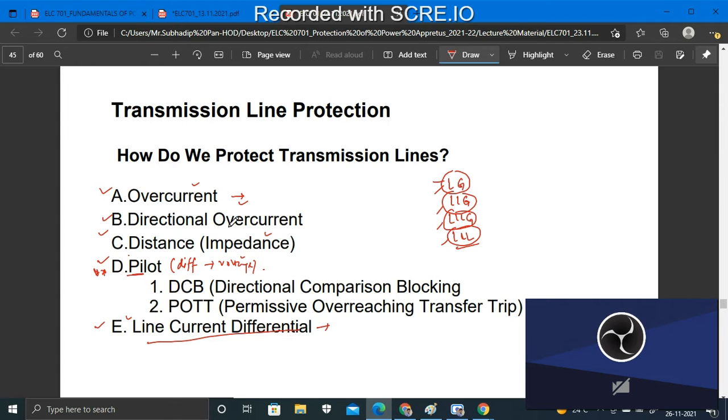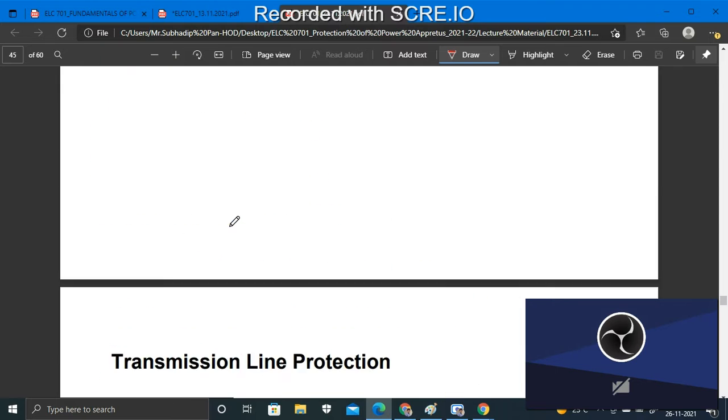And option E is the differential protection, which deals with the line current. So these are the different protection schemes to overcome all those faults.